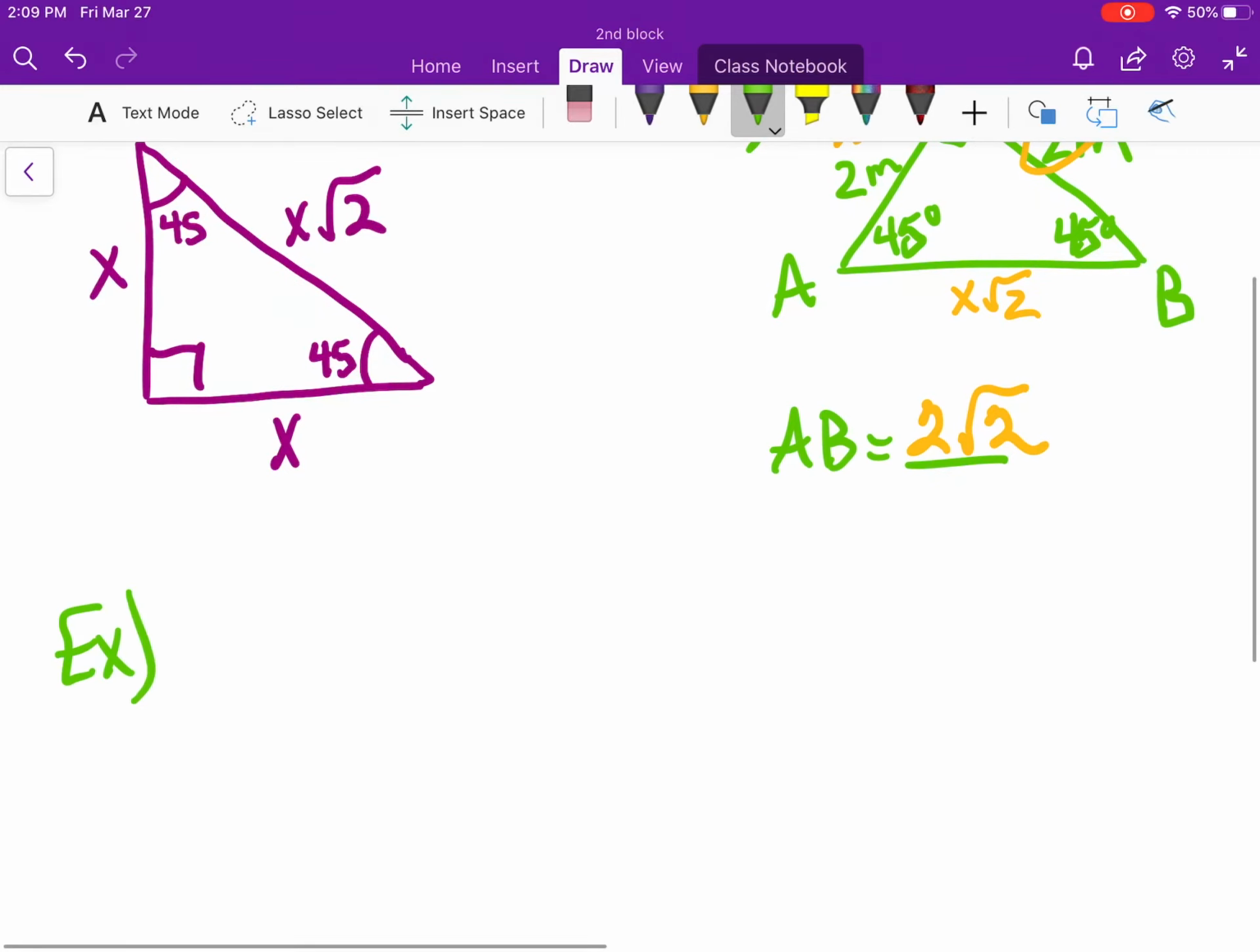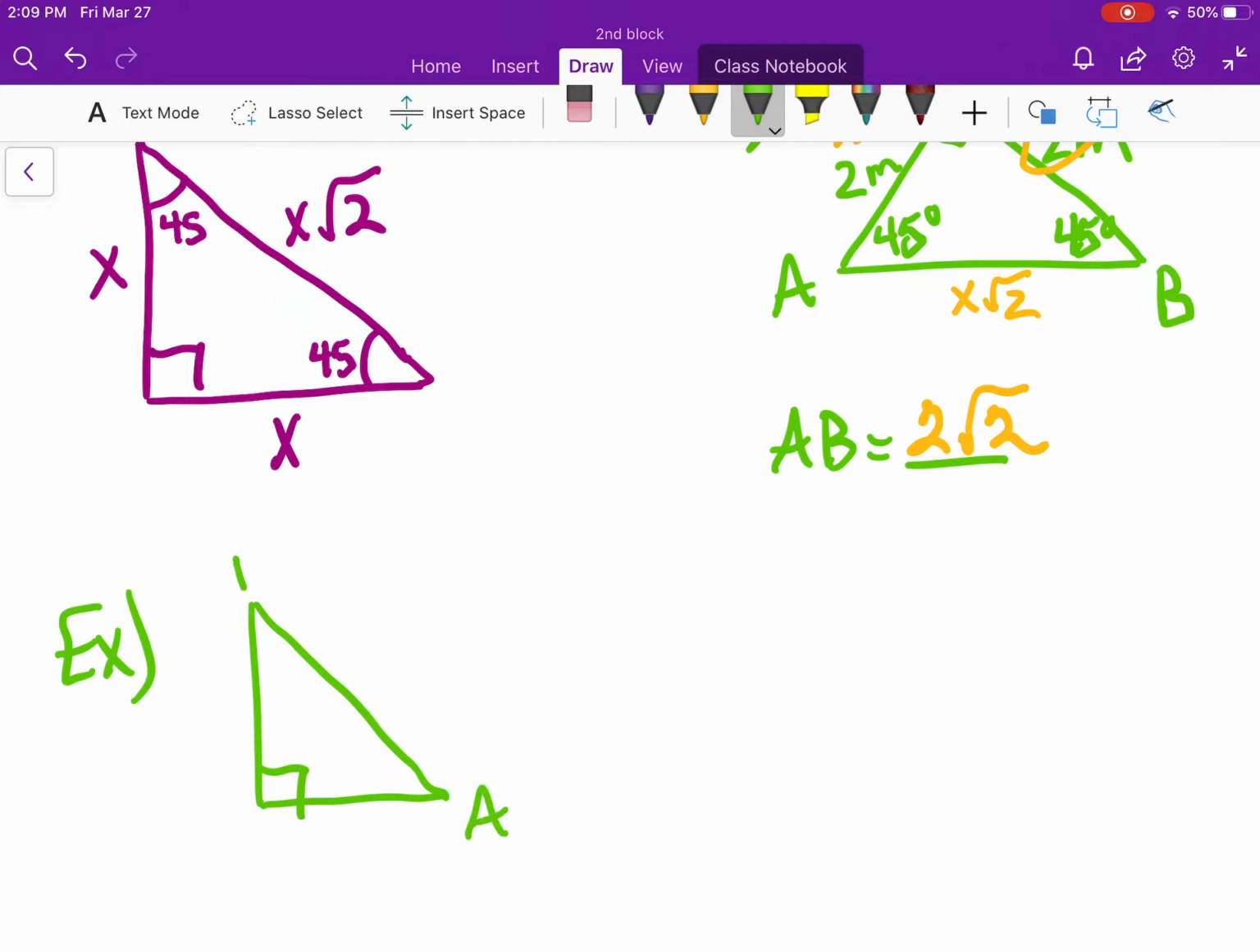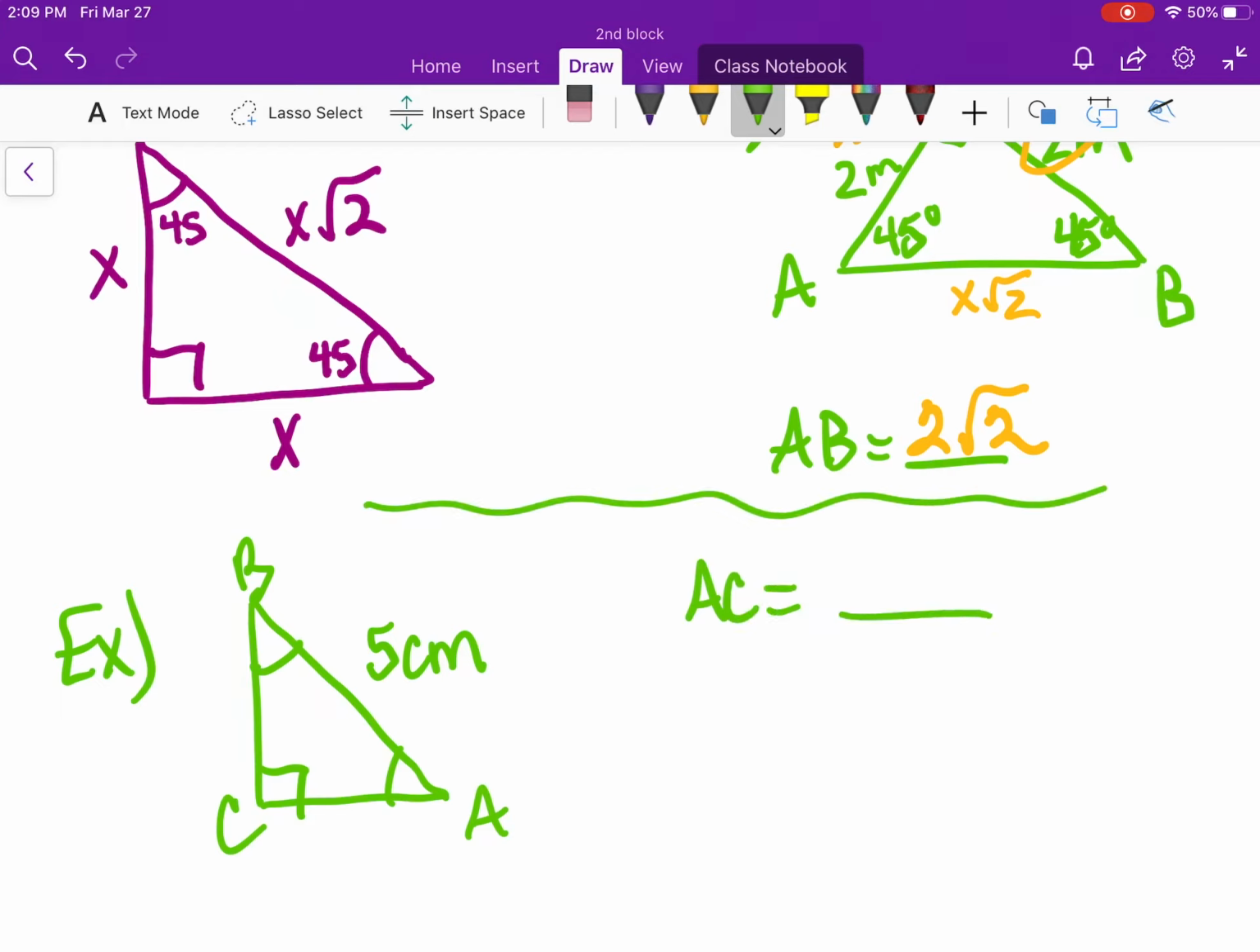Okay, next example. This time, our right triangle. Once again, we've got ABC with C being the right angle. There are my 45-degree angles. And this time we know side AB is 5 centimeters. And we want to find AC. And we want to find BC.